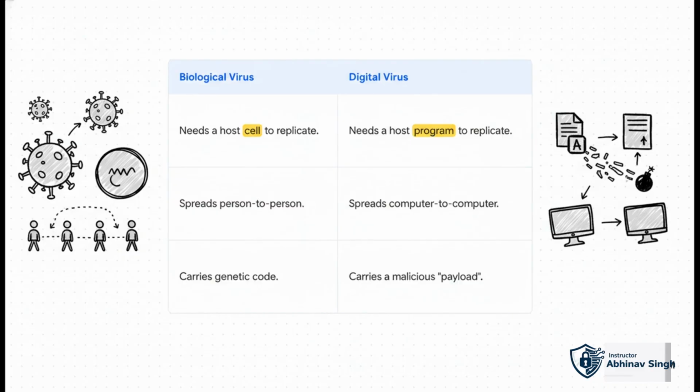Think about it. A biological virus, like the flu, needs a living host cell to replicate. Well, a digital virus needs a host program, like an app or even a Word document. A cold spreads from person to person. A computer virus spreads from computer to computer. And while a real virus carries genetic code, a digital one carries malicious code, which we call its payload. That's the part that actually does all the damage. The parallels are kind of uncanny.